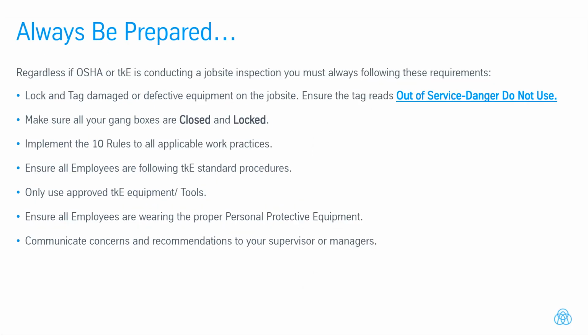Regardless of whether OSHA or TCA is conducting a job site inspection, you must always follow these requirements: lock and tag damaged or defective equipment on the job site. Ensure the tag reads "Out of Service, Danger, Do Not Use." Make sure all your gang boxes are closed and locked. Implement the 10 rules in all applicable work practices.